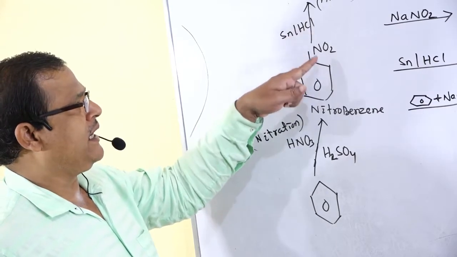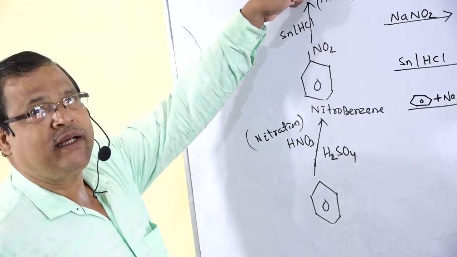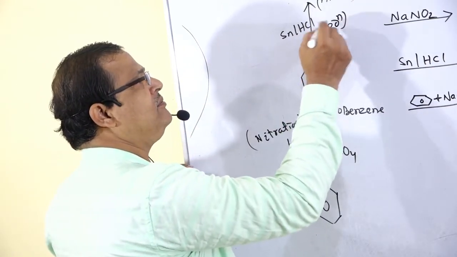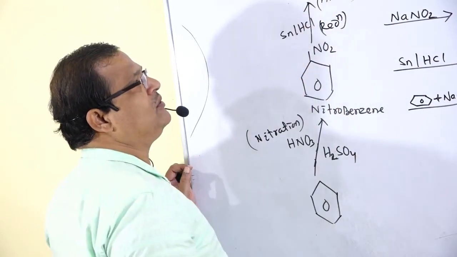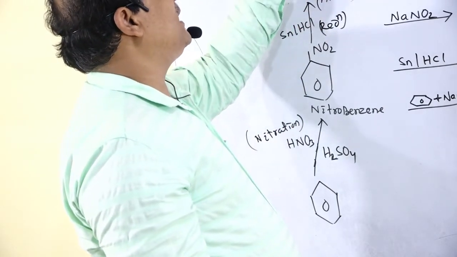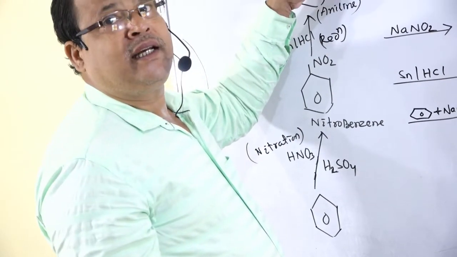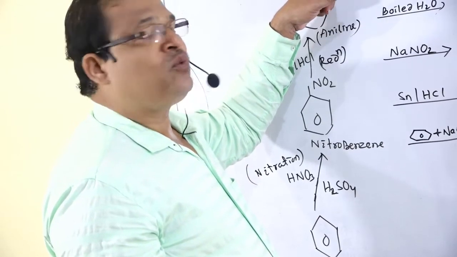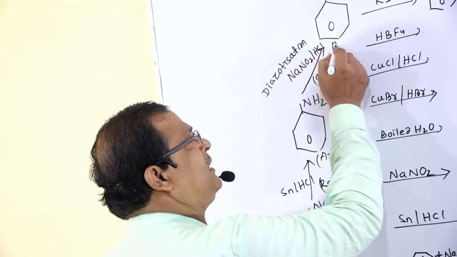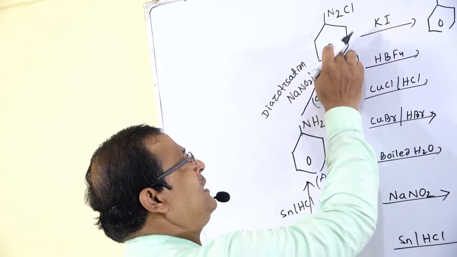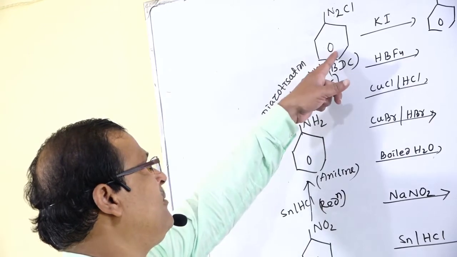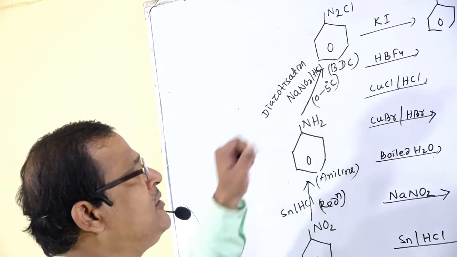With tin and HCl, the NO2 group is converted to NH2 by the process known as reduction. Next, aniline is treated with NaNO2 and HCl at about 0 to 5 degrees centigrade, that is 273 Kelvin to 278 Kelvin. There is the formation of BDC, that is benzene diazonium chloride. The conversion of aniline to BDC is known as diazotization.